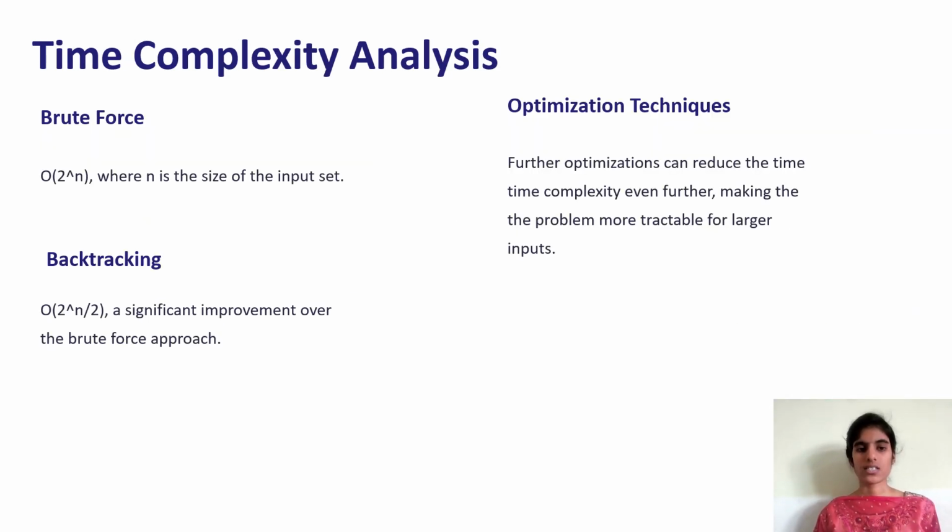Time complexity analysis for the brute force approach and backtracking. We already discussed that the time complexity of the brute force approach is big O of 2 power n, where n is the size of the input set. And for backtracking, the time complexity is big O of 2 power n by 2, a significant improvement over the brute force approach. Optimization techniques: further optimizations can reduce the time complexity even more, making the problem more tractable for larger inputs.